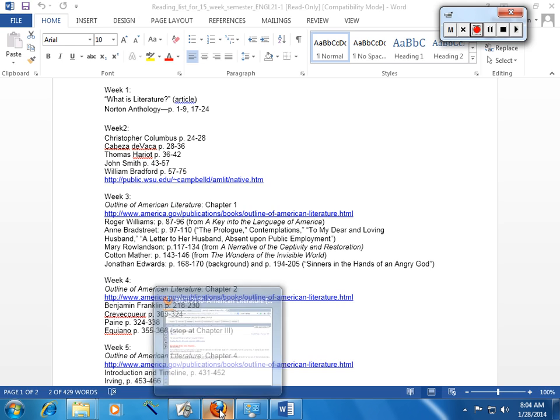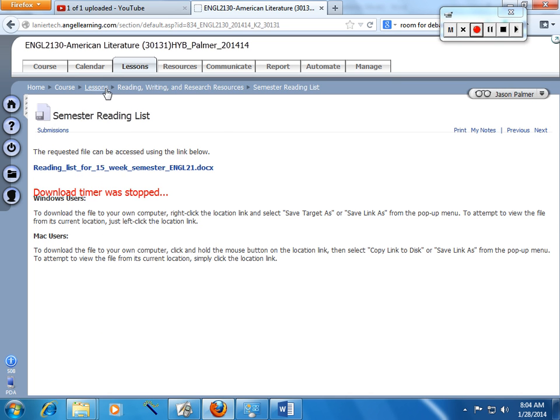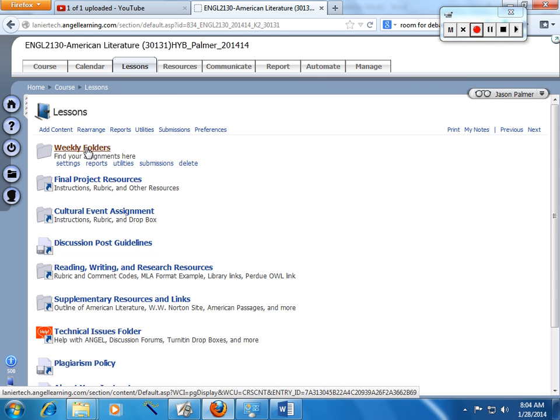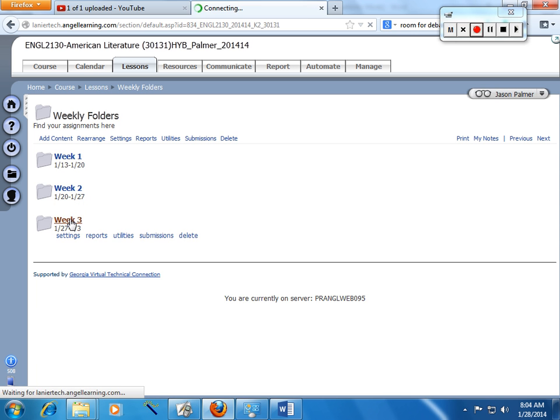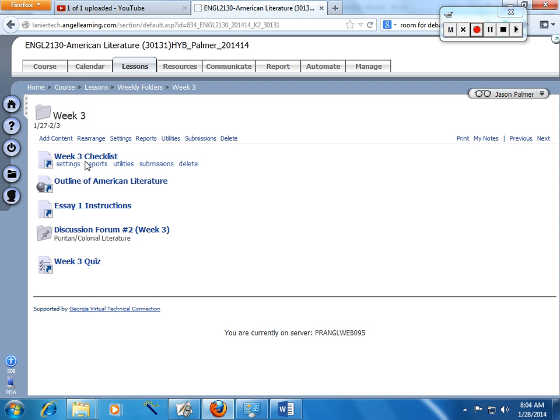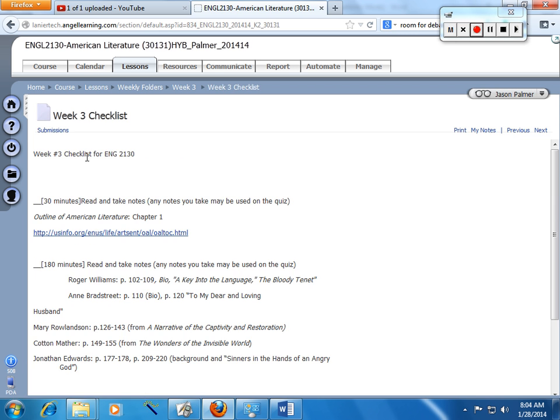Let's actually start with the checklist for this week. You'll see that we have read and take notes on the Outline of American Literature, Chapter 1. Has anyone looked at that yet? This is like the introductory material for the time periods. You're going to have these most weeks. We didn't have them before, but this is Chapter 1.